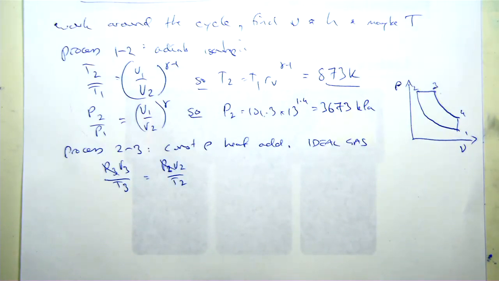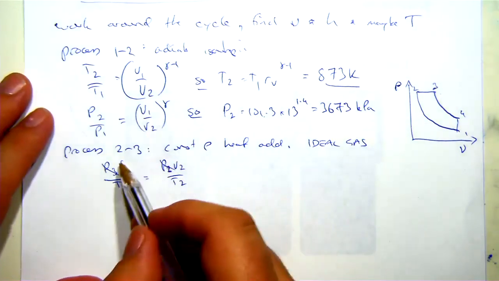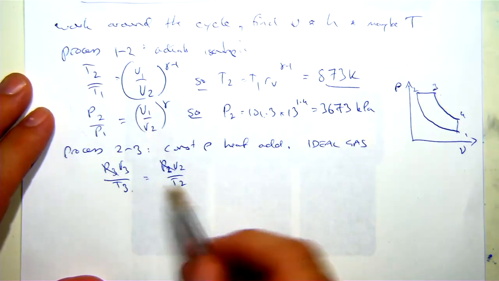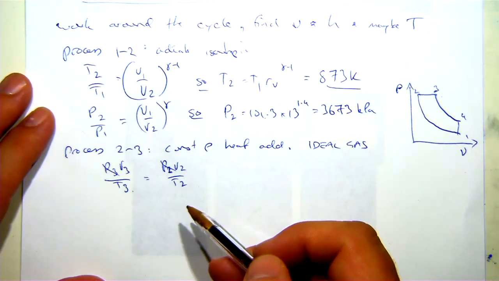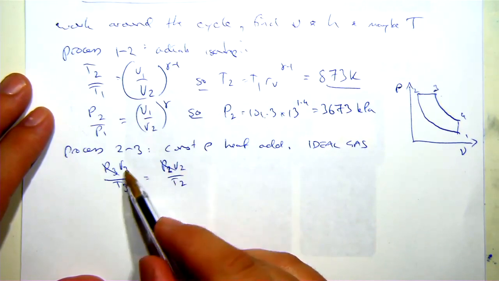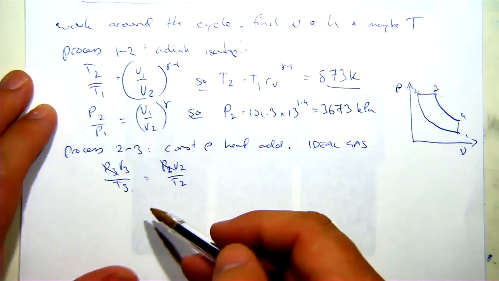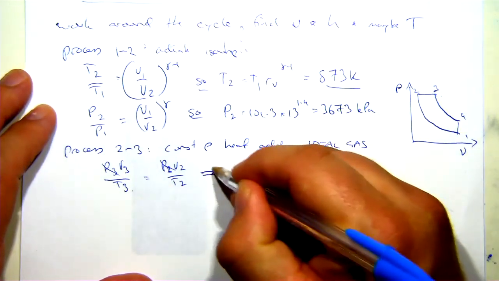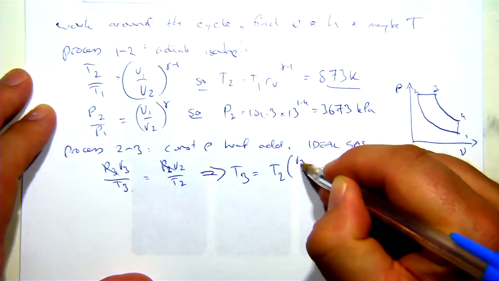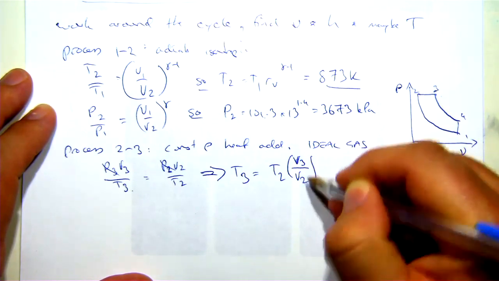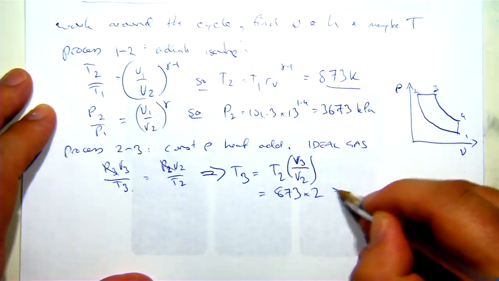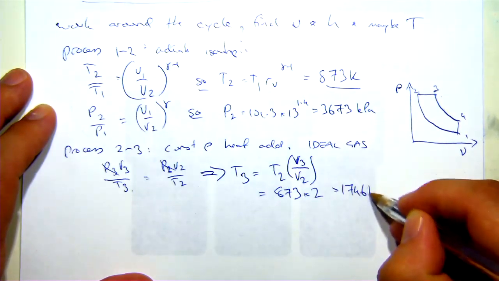Once I know the pressure at 2, if I use the cutoff ratio, which is to say the ratio of the volumes during the heat addition, I can give you the temperatures. So I've got the temperature at 2 already. I've got V2, I've got the ratio of V2 and V3. I can solve for T3. So what I get is T3 equals T2 times V3 on V2, which is to say I've got 873 times 2 equals 1746 Kelvin.